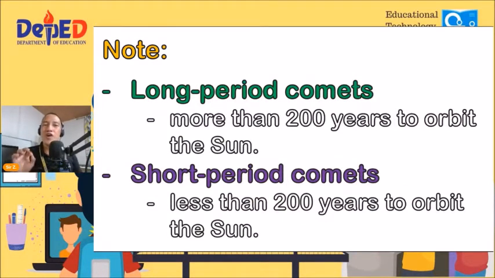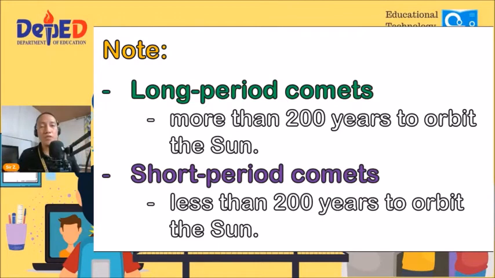Long period comets are comets that take about more than 200 years to orbit the sun, right? Specific po tayo. Orbit the sun. Why? Again, because we're talking about comets na hindi nanggagaling sa ibang part ng universe. Dito lang sa solar system. Okay? So yung mga long period comets na nanggagaling sa Oort cloud, it takes about more than 200 years para maikot nila yung sun.